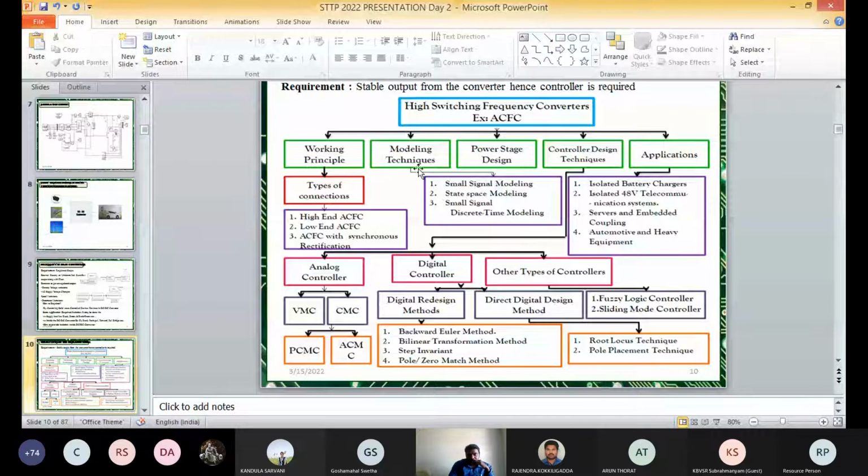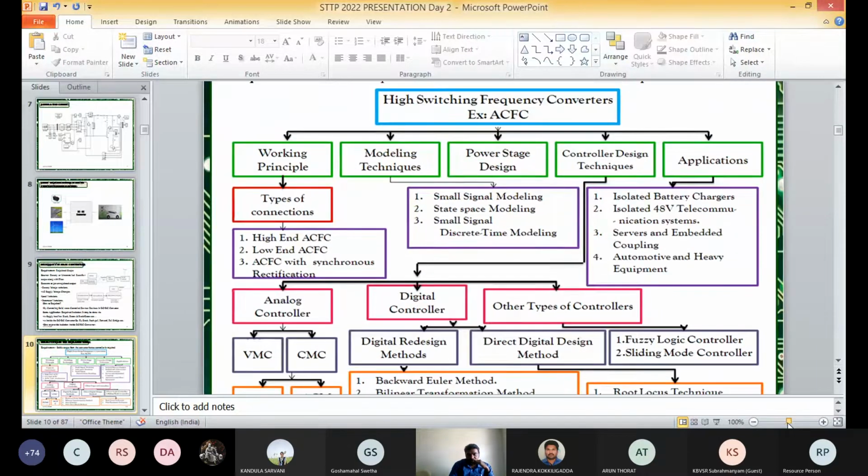There are different types of modeling techniques available. One is small signal modeling, and state space modeling, and in the case of digital, a small signal discrete model is there. In today's presentation, we are mainly concentrating on the state space model for the different types of converters. After completion of the modeling, we need to select the input and output parameters, and based upon that, design the parameters for the power stage.